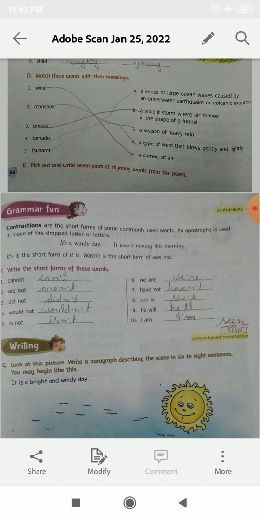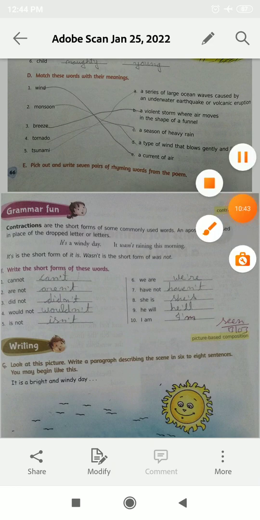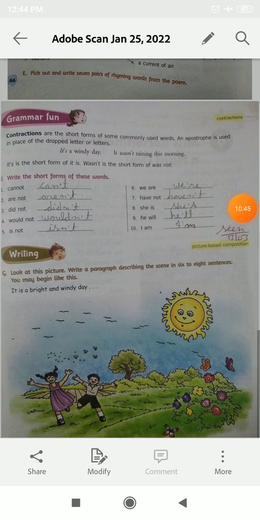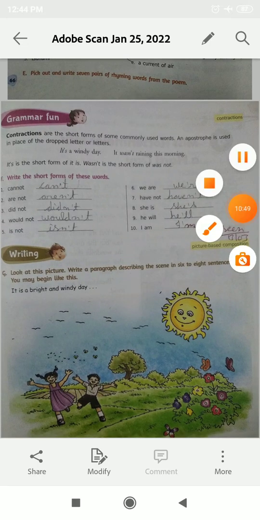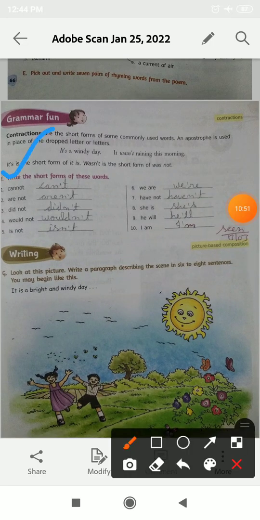Now, come to the next exercise. And the next exercise is exercise F. Exercise F is write the short forms of these words. So students, in this exercise you have to write the short form of these words, in other words we can say the contraction of these words.